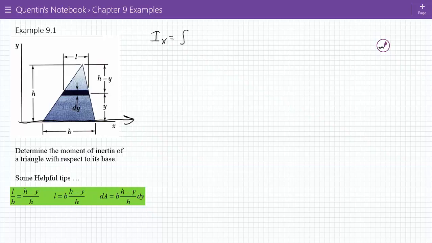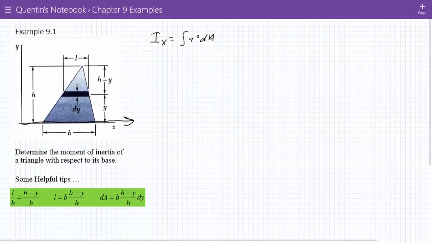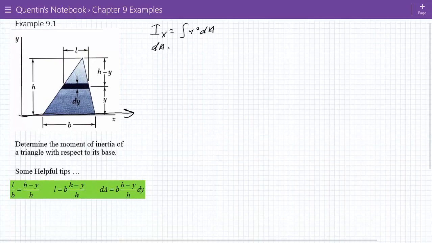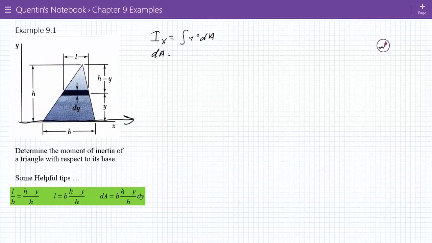So what is it? It's the integral of y squared dA. That's just what moment of inertia is. Now, you'll notice we drew a nice little horizontal strip. So we can define this dA as what? The area of this differential strip is base times height.